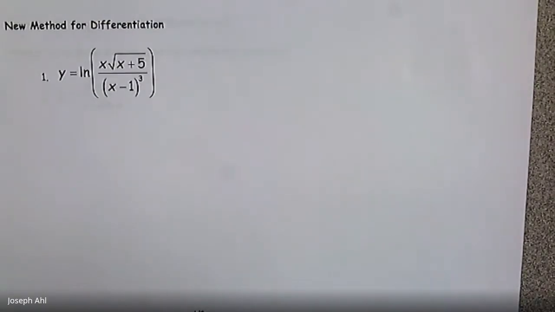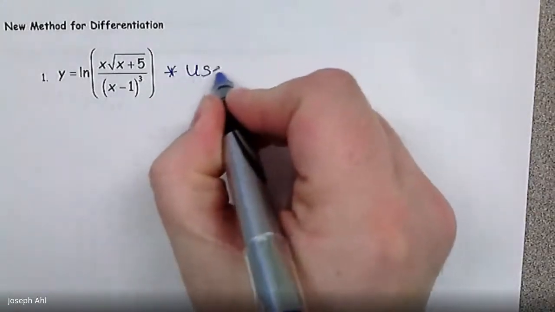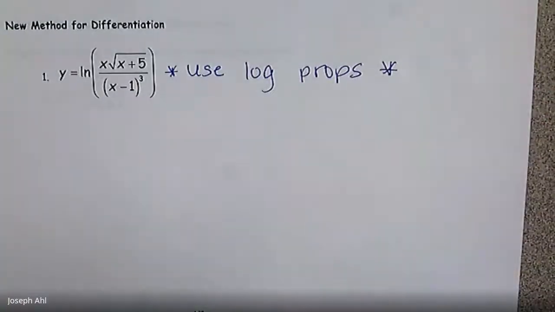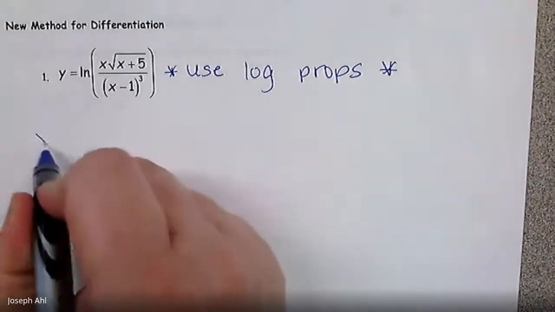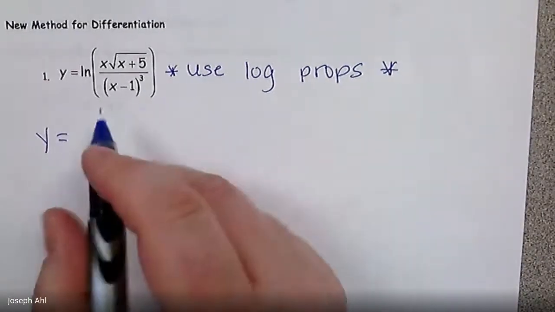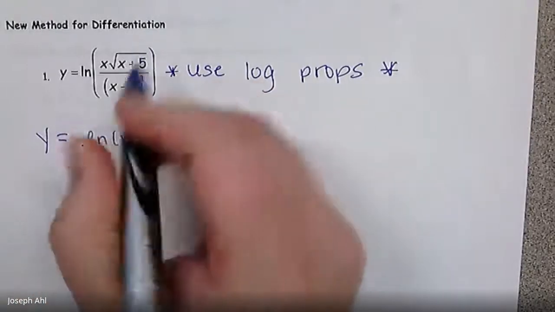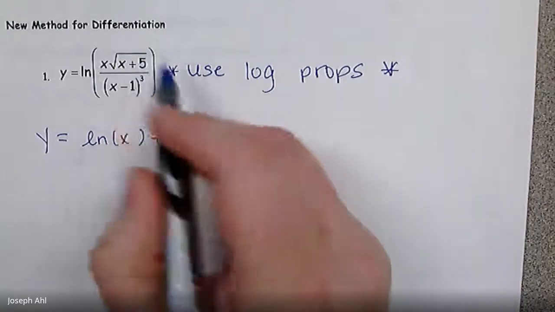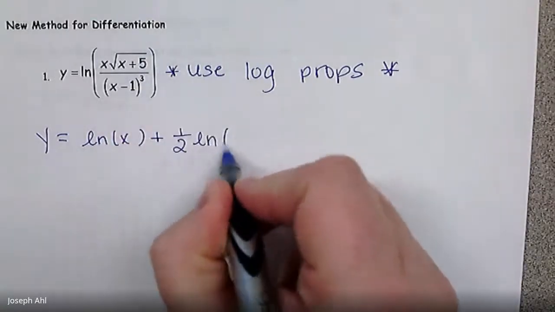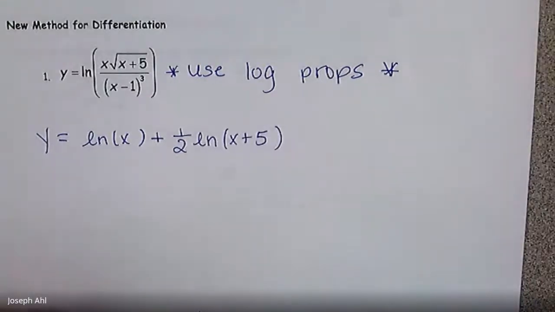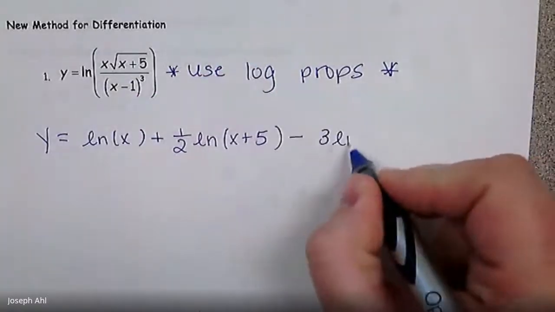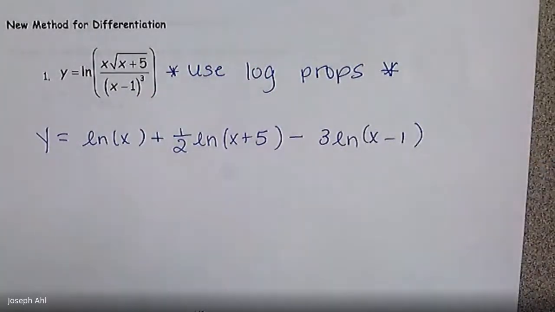So definitely want to consider for this one, use all of your log properties to expand this expression such that when it's expanded out completely, it will be much easier for you to identify and find the derivative. So we get y equals natural log of x, and then we know this is radical x plus 5 to the 1/2, so multiplication will expand to addition, the 1/2 comes to the front, so 1/2 ln x plus 5. And then division expands to subtraction, pull the 3 out to the front, so 3 ln of x minus 1.